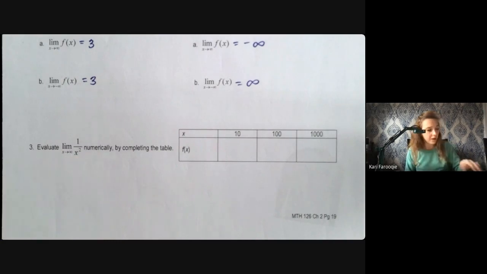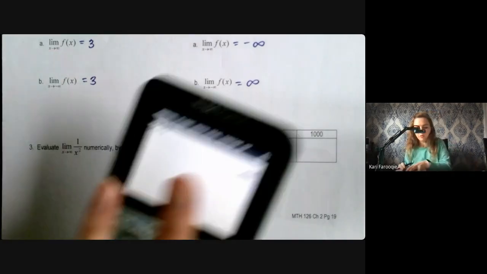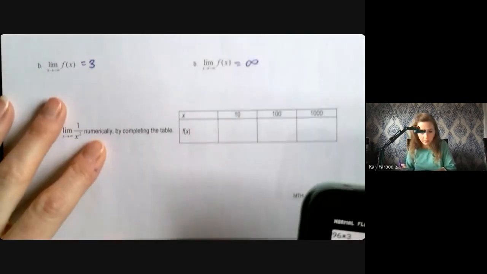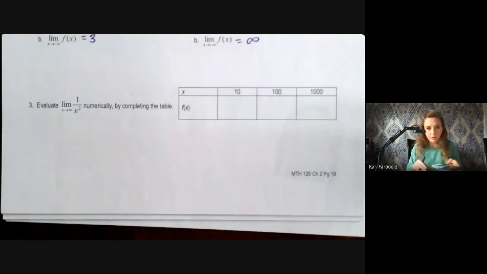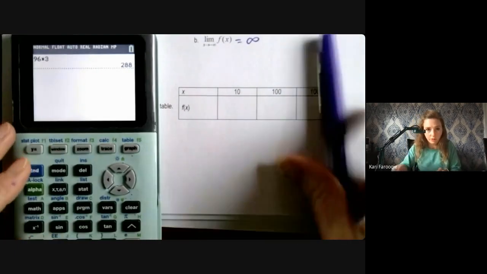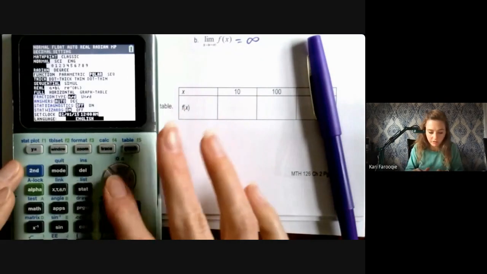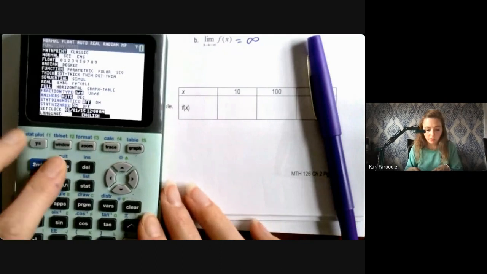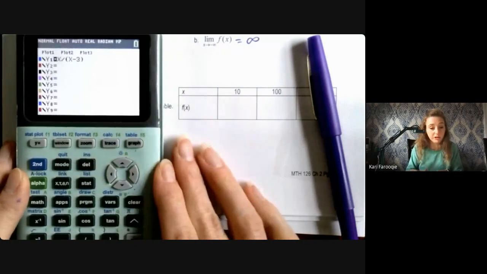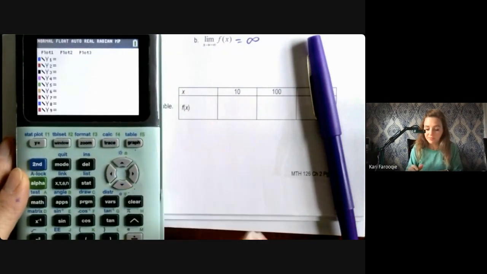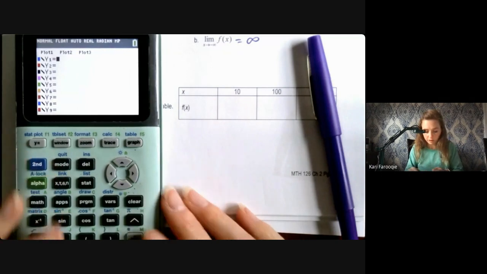We're looking at what's happening to these values of x. I'm going to put this into my calculator real quick here. 1 over x squared is the function. Oh my goodness, put myself into function mode. You should already be in function mode. Sorry, I clearly picked up the wrong calculator. 1 over x squared.